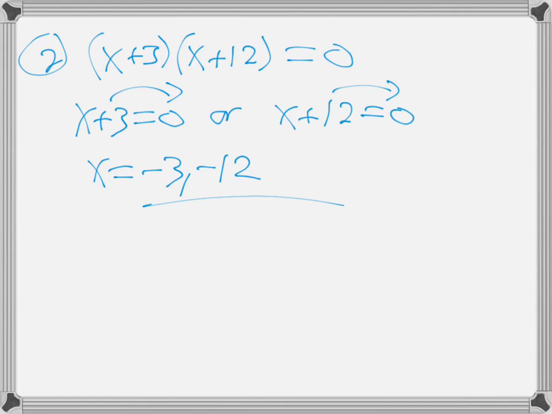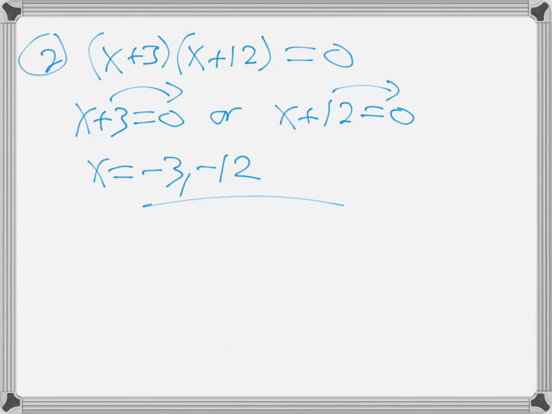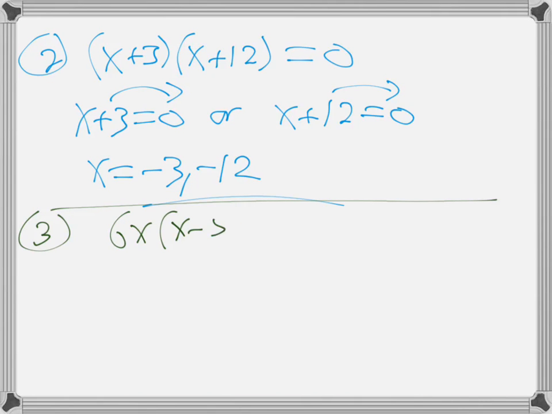So it's really not much new. Let's go to number 3. 6x, x minus 5 equals 0. Same thing there. The first one in this case is 6x, and the second one's x minus 5. So set 6x equal to 0, and x minus 5 equal to 0, then just solve them both.